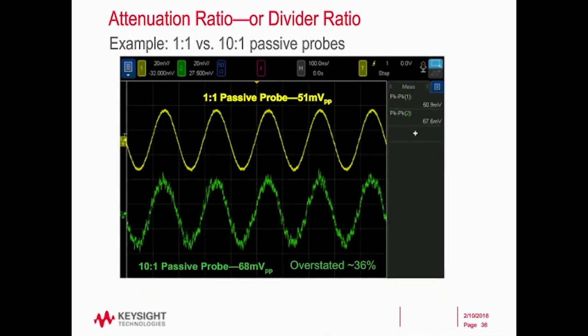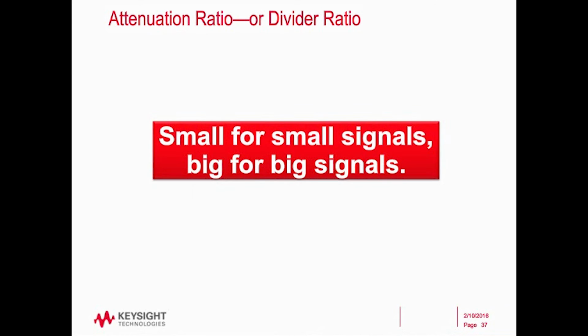To illustrate that point, here is a 50 millivolt peak-to-peak sine wave. I'm looking at it with my 1 to 1 passive probe, nice clean little sine wave. I measure that same signal with my 10 to 1 passive probe. It's all ratty and noisy, and the answer that it measures for that peak-to-peak voltage is overstated by over 35%. And again, that's because the signal got divided down by 10 before it got to the scope. So the scope noise is now 10 times bigger with respect to the signal I'm measuring due to the attenuation ratio. So for attenuation ratios, use small ones for small signals, big ones for big signals.